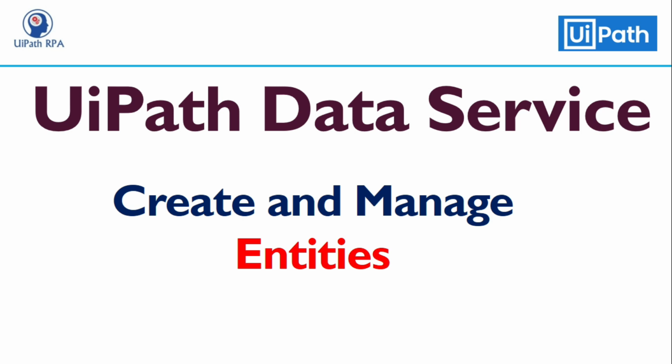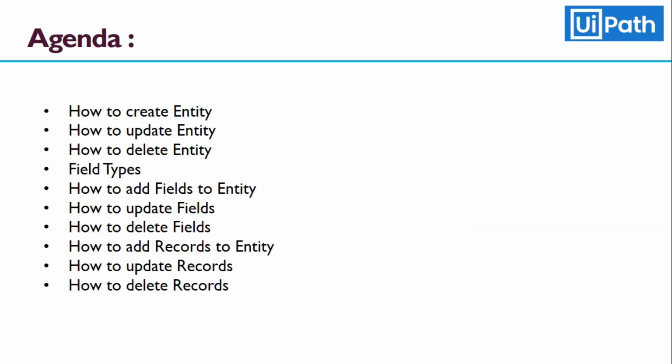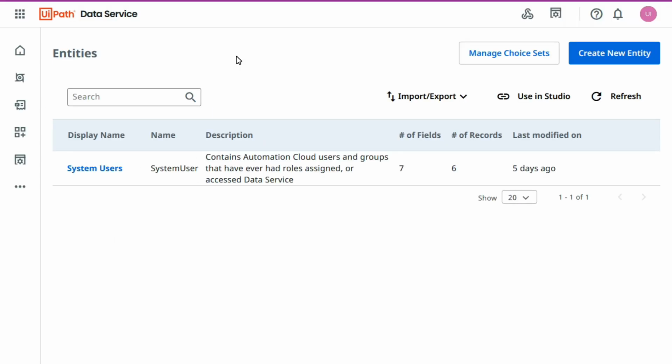In this video, we are going to learn how to create an entity, how to update an entity, how to delete an entity. We'll talk about field types, how to add a field to the entity, how to update fields, how to delete fields, how to add records to an entity, how to update records, and how to delete records within UiPath Data Service. So let's move to UiPath Data Service. So this is UiPath Data Service. We'll be using a practical example by creating an entity to store vendor details. So let's get started.